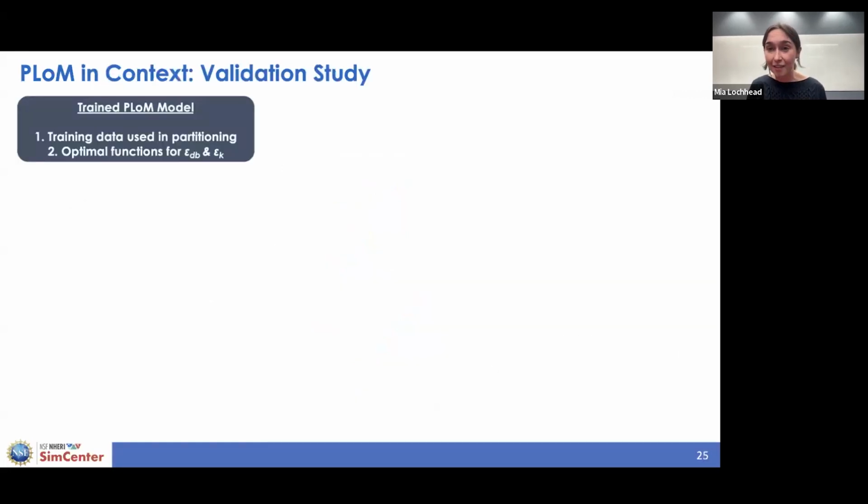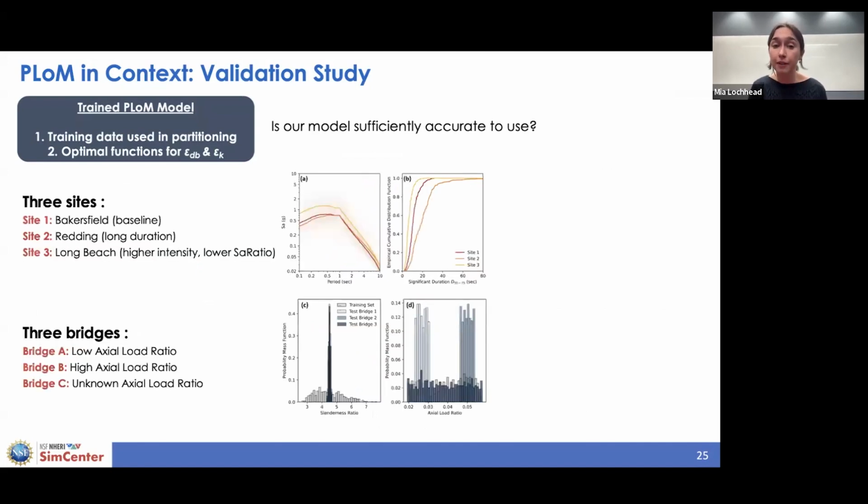So once we actually have this trained PLoM model, which involves our training data, which can be used to partition, and our optimal functions for our 2 hyperparameters, we can start to ask the question, is our model sufficiently accurate for use? Which is somewhat of a complicated question, but we've gone about trying to answer this by sampling 3 different sites across the state of California and 3 different bridge structures with different input parameters, and pairing each of those for a total of 9 pairs of site and bridge, and evaluating each of those at 6 different earthquake return periods.